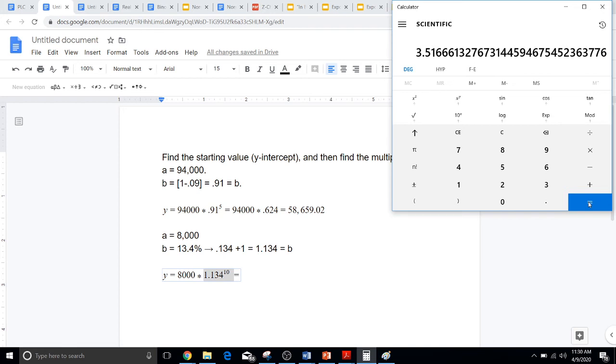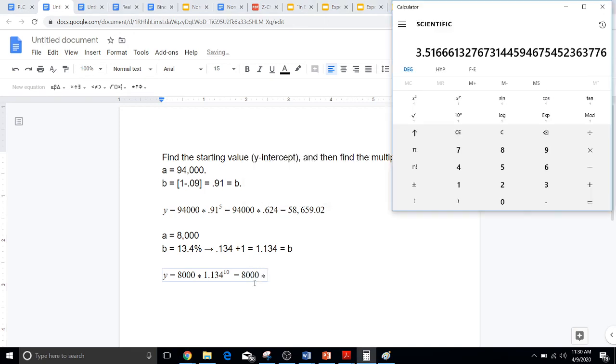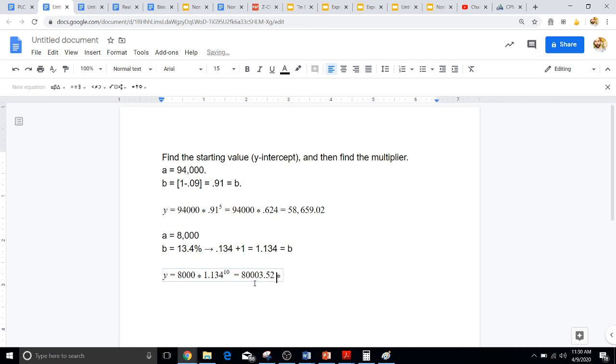And when you take 1.134 to the power of 10, you get 3.51666132. Let's go ahead and just change that to 3.52 with rounding. So now what we need to do is multiply our 1.134 to the 10th power, also known as 3.52, times 8,000 to find the actual answer. Let's do so now.